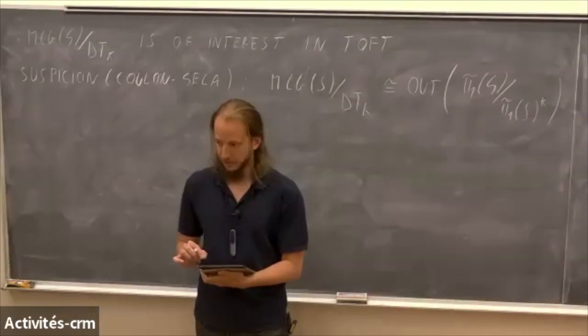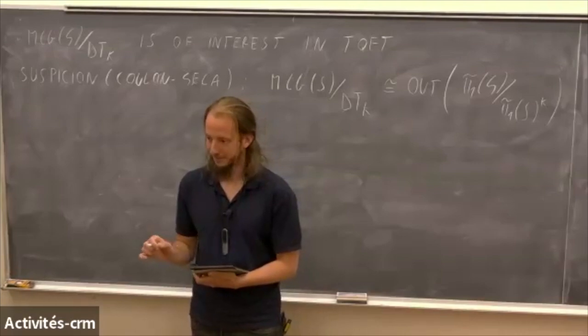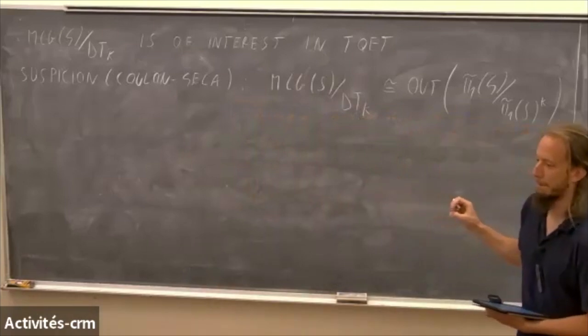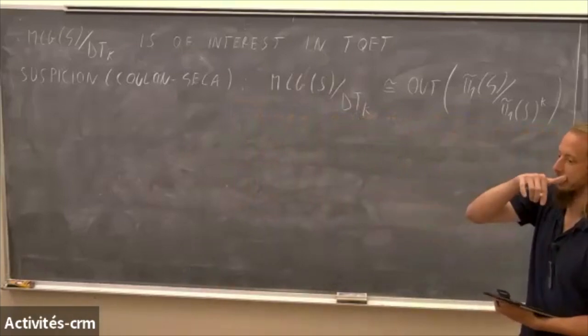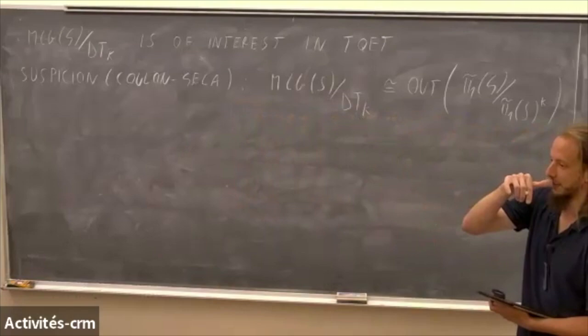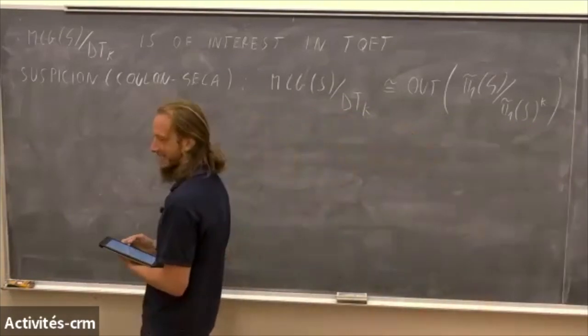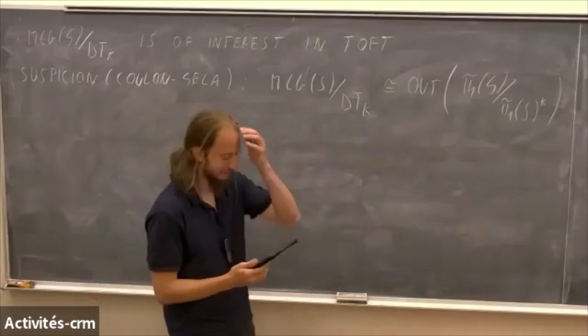Okay. This question: DTK is generated by a single power of a single Dehn twist, right? No, all Dehn twists. All Dehn twists. Yeah, yeah. Ah, okay. Yeah, all Dehn twists. Makes sense. Yeah. Okay. That can't be right. Okay. Yep. Thank you. Sure.